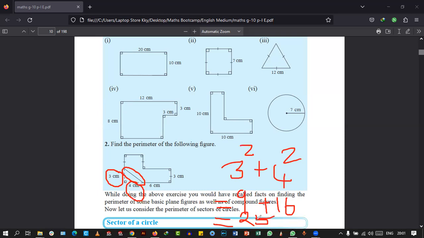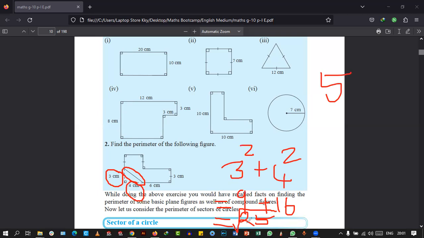That is not the answer. 25 is not the answer. What we need to do is obtain the square root of that one. So if you obtain the root of 25, it will be 5. So 5 is the answer. You cannot write like this.